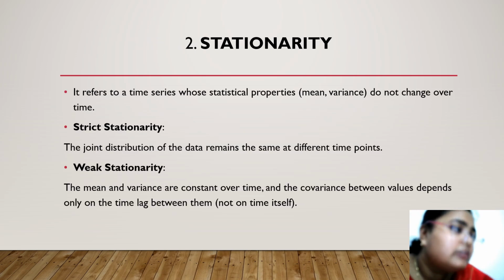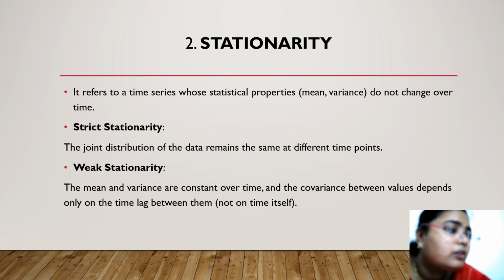Next is the stationarity. Stationarity means that in the time series, there are data points whose properties like mean, median, variance, or standard deviation don't change over time. These are called stationarity. Now stationarity is of two types. First is strict stationarity, another one is weak stationarity.